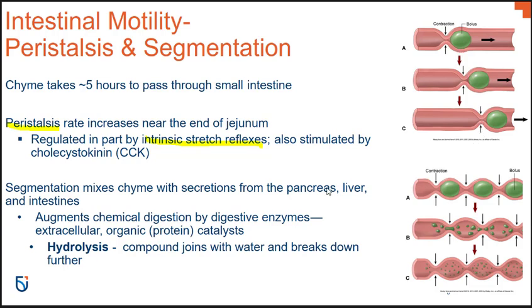This peristalsis is also thought to be stimulated by a hormone called cholecystokinin, or CCK, which is secreted by endocrine cells, because it is a hormone, of the intestinal mucosa when chyme is present. So when chyme is present in the intestinal region, the endocrine cells of the intestinal mucosa will release a hormone called CCK, which controls the rate of peristalsis throughout the intestines.